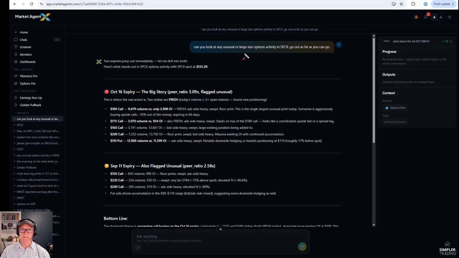I simply said, can you look at any unusual or large size option activity in SpaceX? Go out as far as you can. Okay, two expiries jump out immediately. Let's drill down. The first one's October 16.